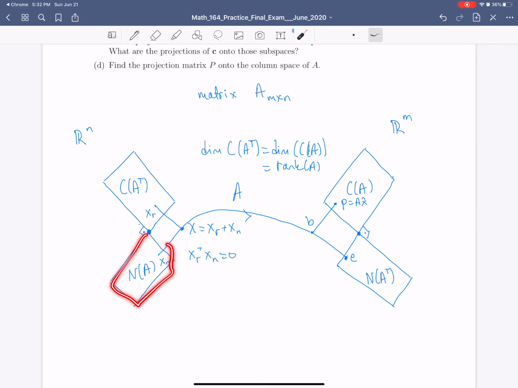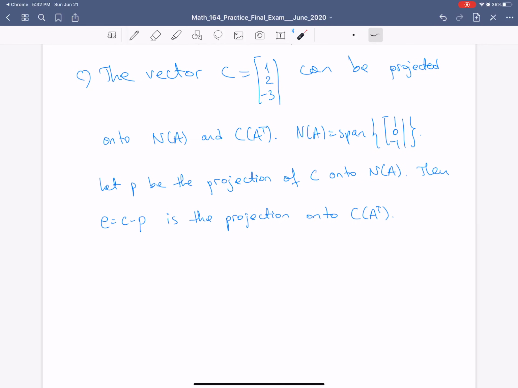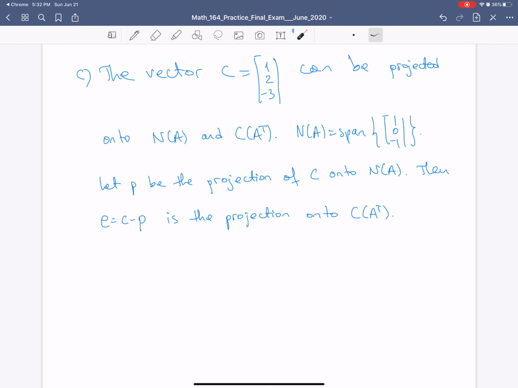So if I have one vector, I have the other automatically. You don't need to find the two projections. So how do you find the projection? I mean, this is projection onto a line, if you like, or onto a single vector. No big deal. There is a formula for that.